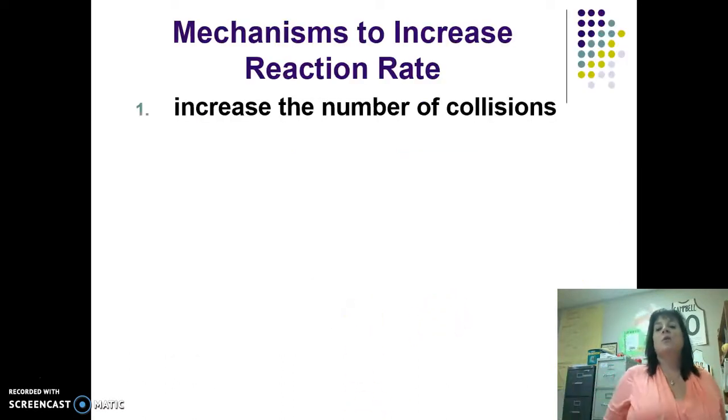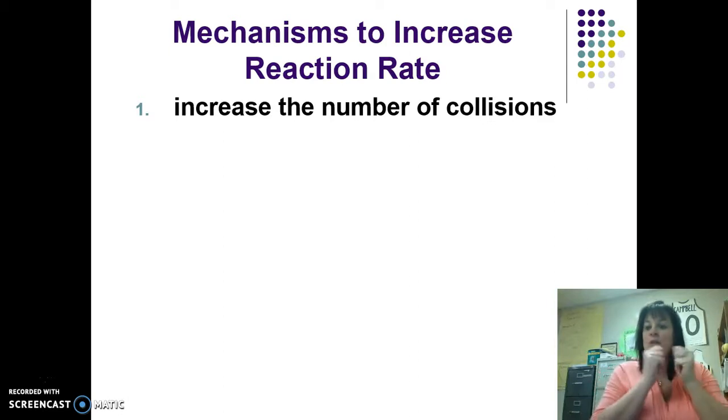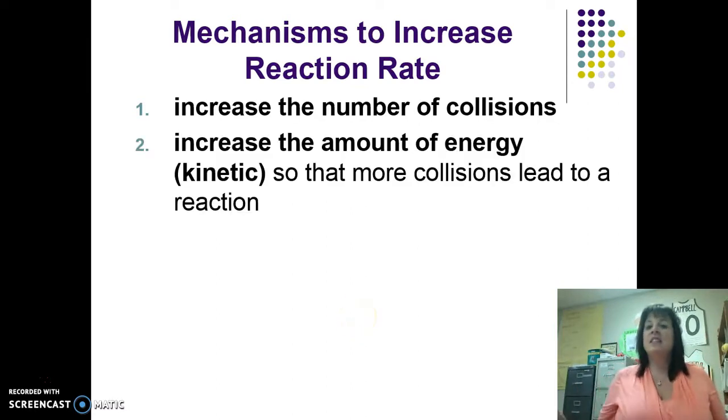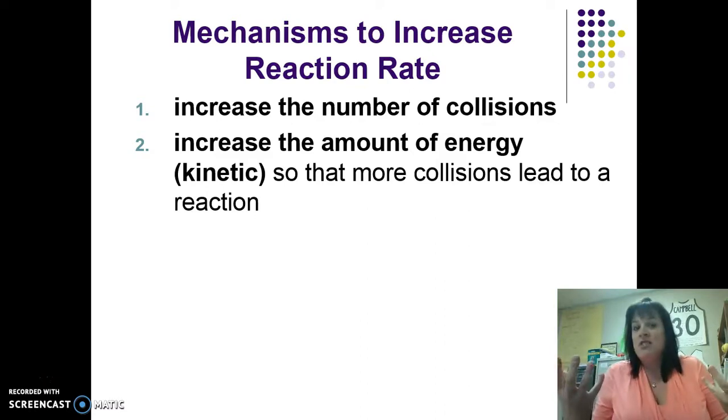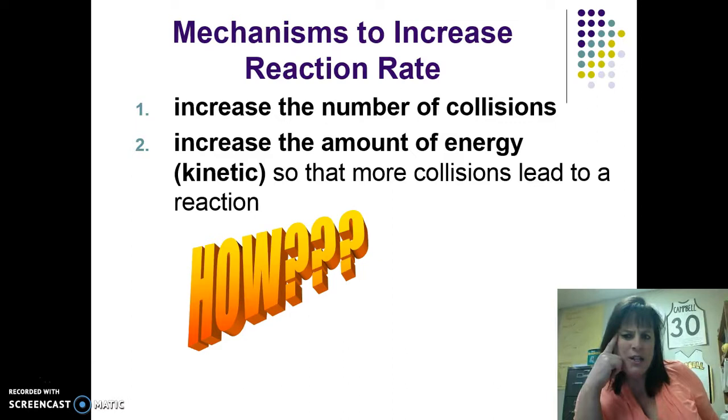So in order to increase the rate of a reaction, we'll need to increase the number of collisions, right? The more they collide, the more chance they have of being in the right orientation with enough energy. The second thing we can do is increase the amount of energy that they have. That will give them more activation energy when they collide, and we'll also get more collisions. So we can increase the number of collisions or the energy of the collision. But how do we do that?